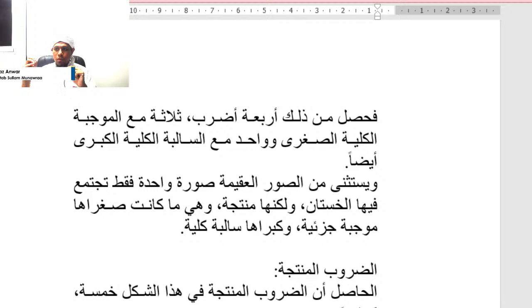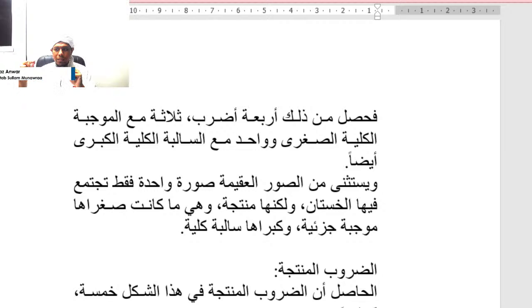It comes from mujiba kulliya when it comes to the minor premise. And the minor premise is mujiba kulliya, that is universal and positive. If the minor premise is universal and positive, then we will have 3 types of syllogism in Mantiq that give the proper conclusions. Wa wahidun ma'a salibatil kulliya al kubra, and there is one with saliba kulliya, and this is the exception that we mentioned just now, that the major premise is saliba kulliya.